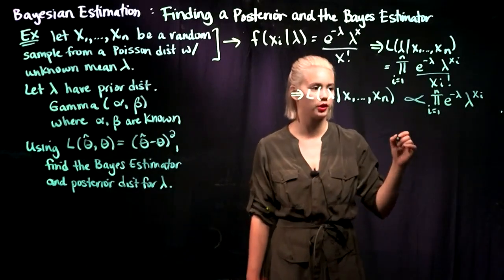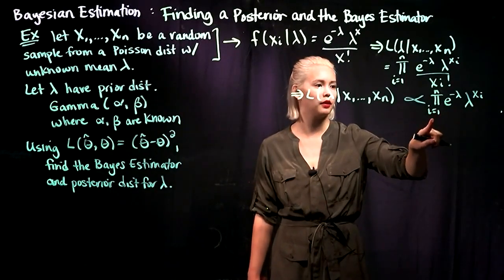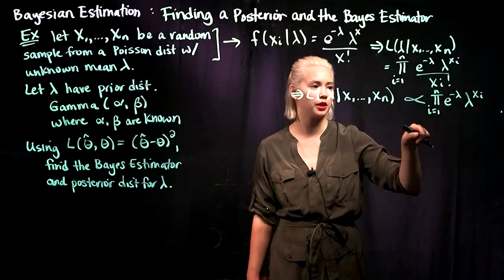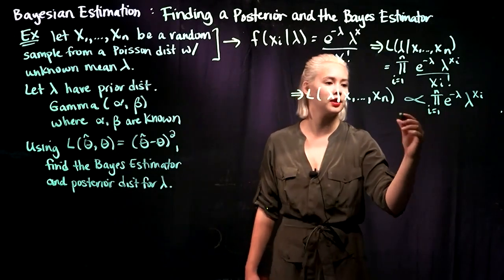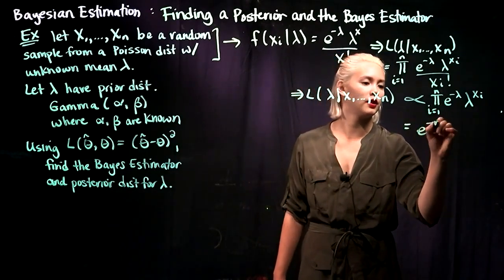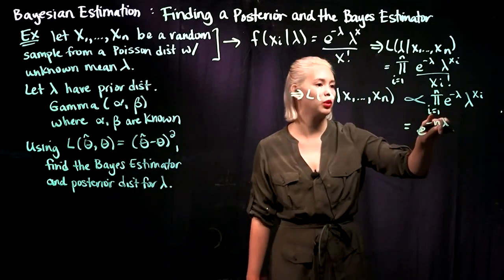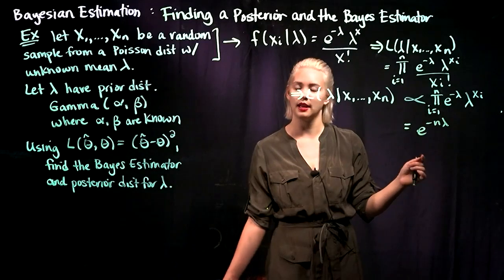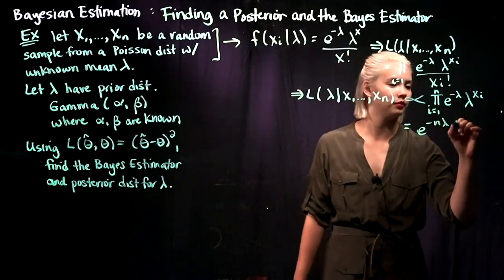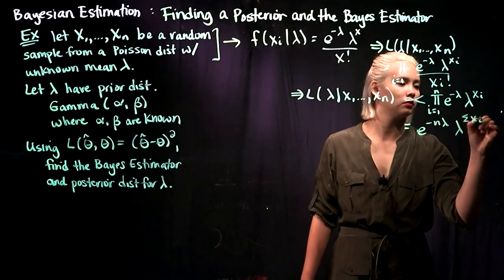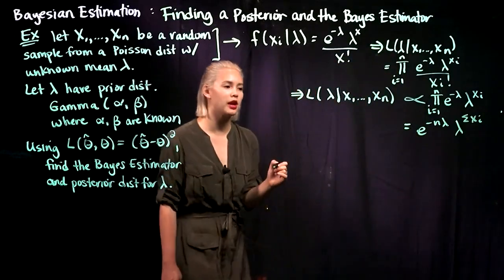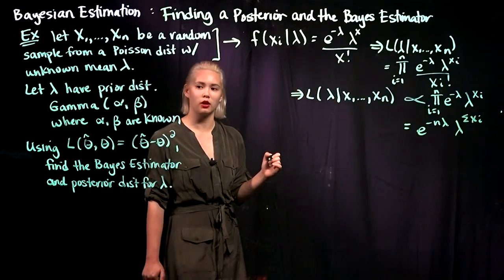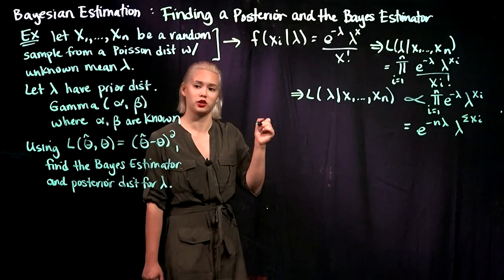Let's take this one more step. If we're multiplying e to the negative lambda n times, then this is equal to e to the negative n lambda. And the product of lambda to the x_i is the same thing as lambda to the sum of the x_i. Now we have our likelihood already. We can go ahead and think about what our prior distribution tells us.